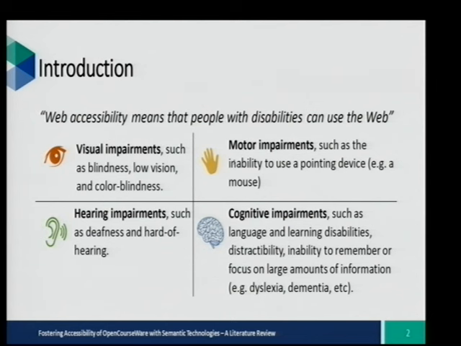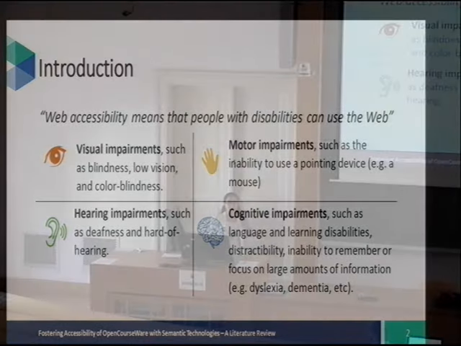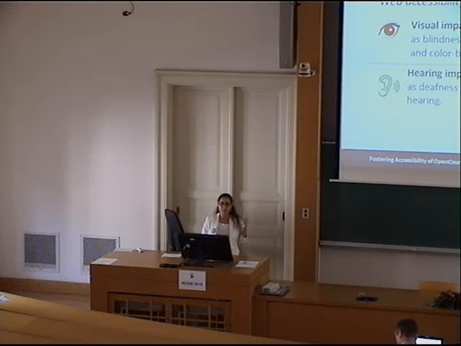Or even someone with a motor impairment can use, instead of a mouse, something like a joystick, a special device. So this is simply the idea of web accessibility. We have four types of impairments. The visual impairments, which are related to the sensory: blindness, total blindness, color blindness, and anything else related to the visual. And we have different severity of each impairment, actually.